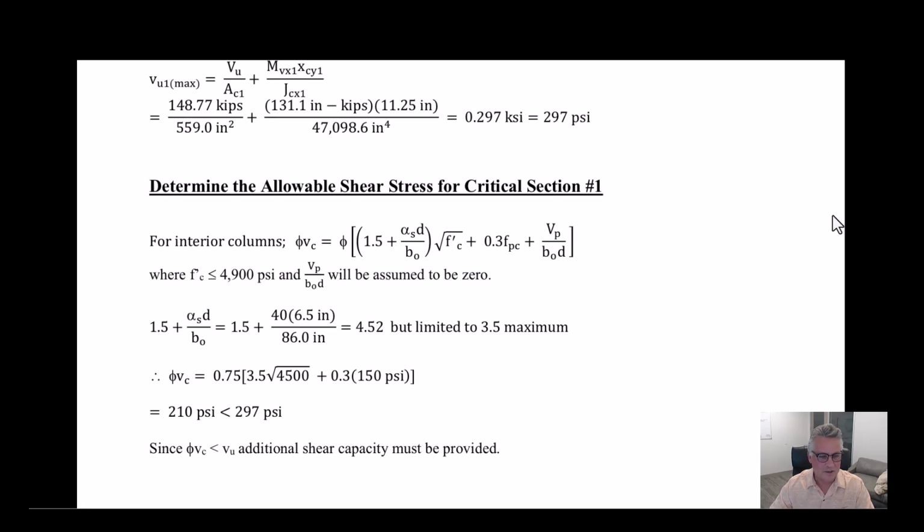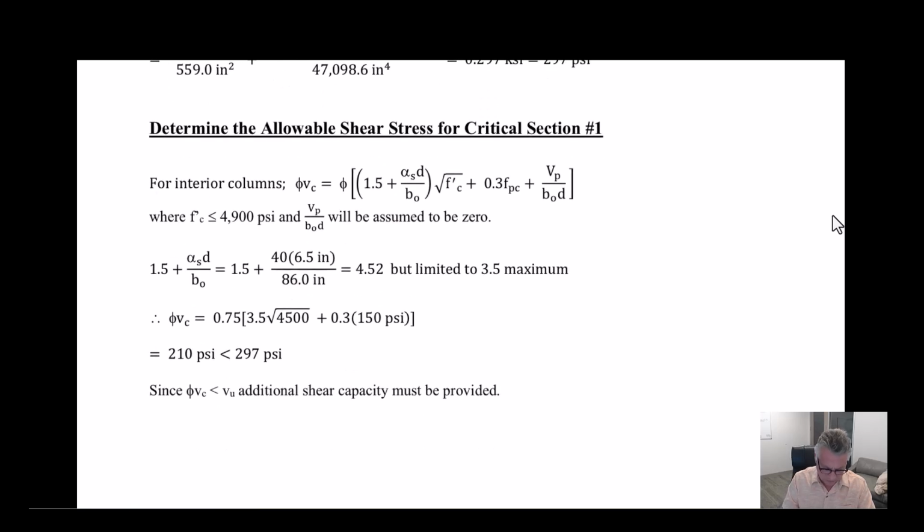So when you do your calculations for 5,000 psi concrete, it comes out a little off, and it's a strange thing. But that's why. Code was written a long time ago, and it hasn't really kept up, in my humble opinion. Okay, and we will take this portion equal to zero. So the portion inside that parentheses is calculated in this case to be 4.52. We are limited to 3.5, so the allowable shear stress equation is right here.